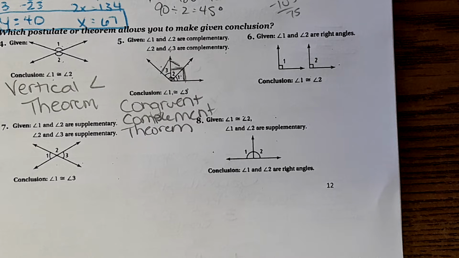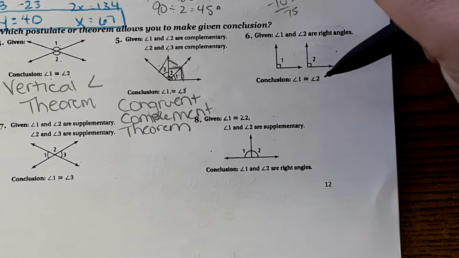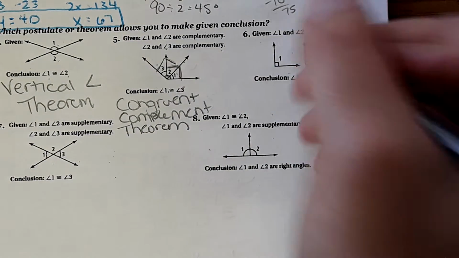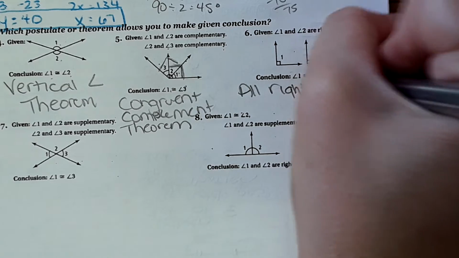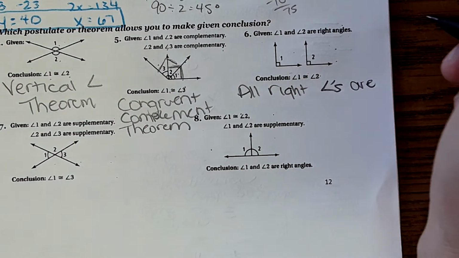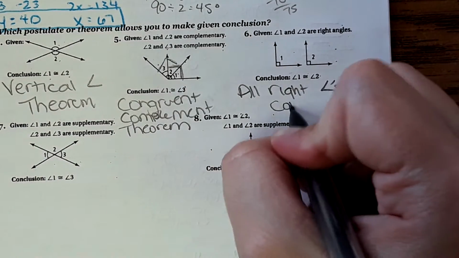Number 6, given angle 1 and 2 are right angles, conclusion, angle 1 is congruent to angle 2. That was a theorem, all right angles are congruent. Should we just put the number, theorem 2-10? I don't want you to, because those numbers don't have any meaning. Okay, so yeah, just all right angles are congruent.